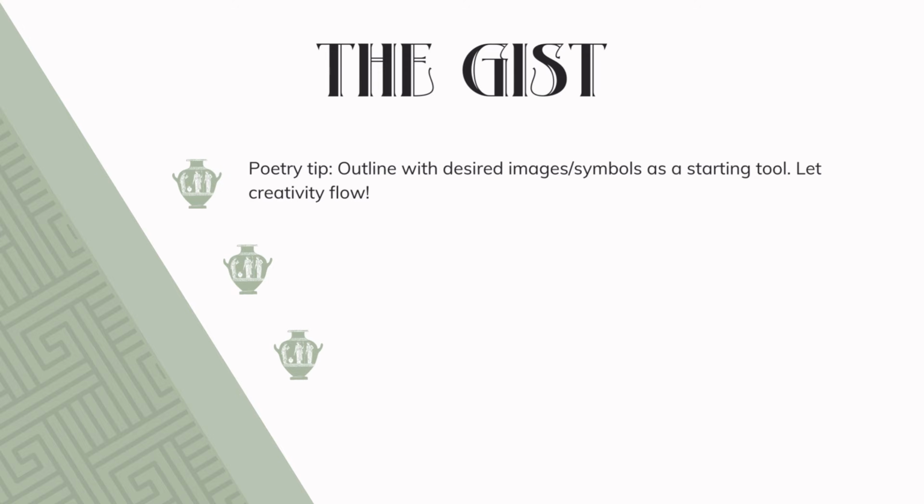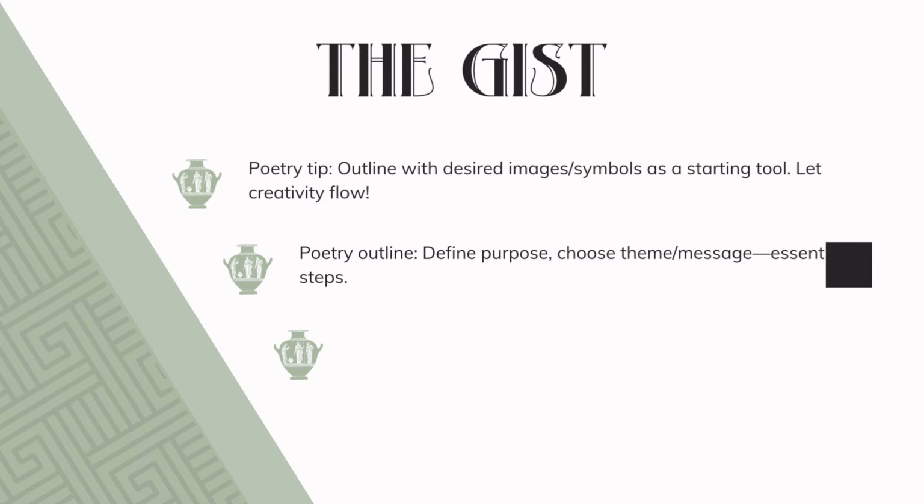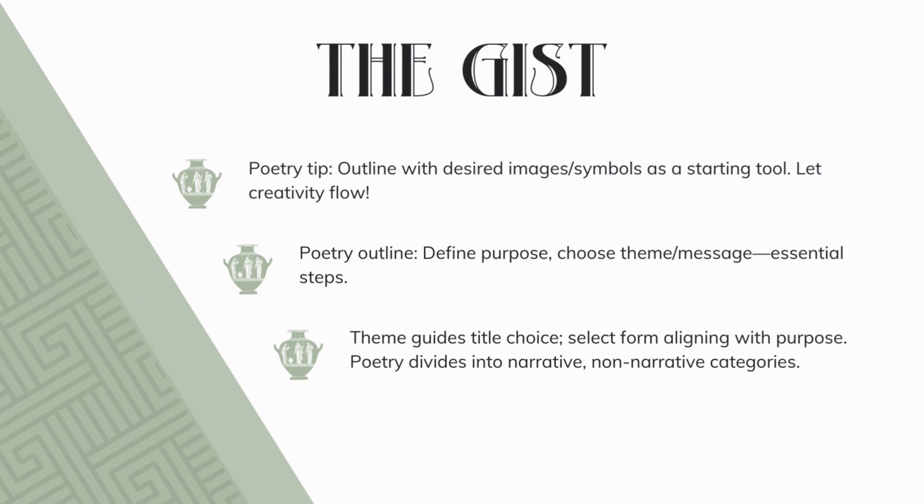When starting to write a poem, it can be helpful to have an outline. What images or symbols do you want to include? Remember that a poetry outline is just a tool to help you to get started. The first step in creating a poetry outline is to determine the purpose of your poem. Once you have selected the intention of your poetry, it is essential to decide on a theme or message. With a theme in mind, you can choose your poem's title. Finally, you will want to select a form of poetry that suits the theme and purpose of your poem.